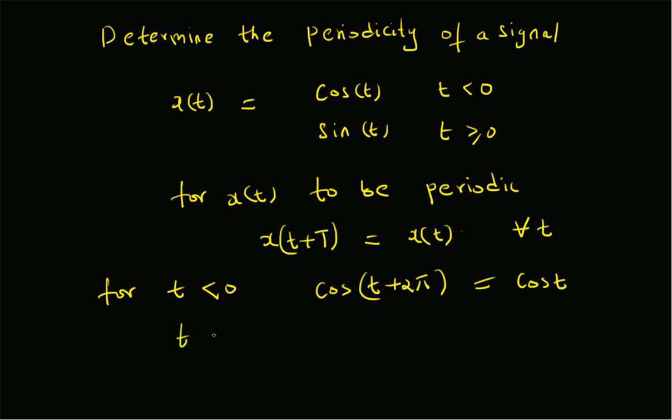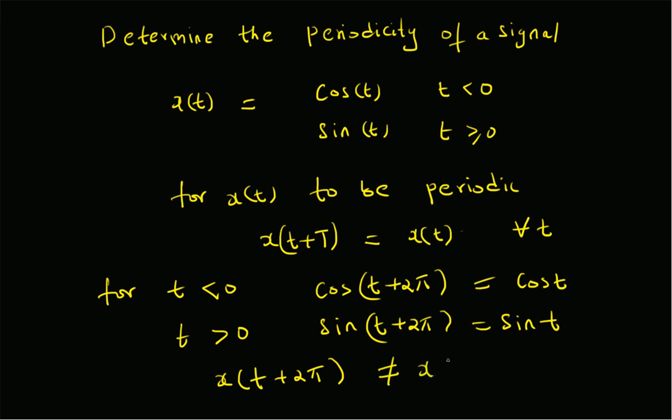So for example, for t greater than 0, sin of t plus 2 pi is indeed equal to sin of t. So here also, if t plus 2 pi and t are both greater than 0, then this is true. However, x of t plus 2 pi is not equal to x of t, for example, for t equal to minus pi.